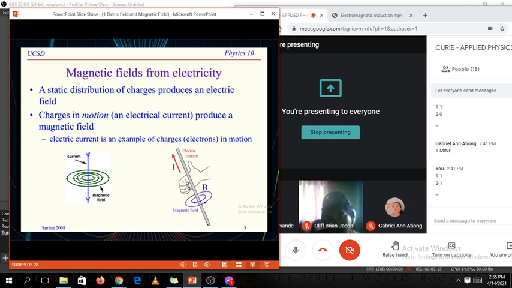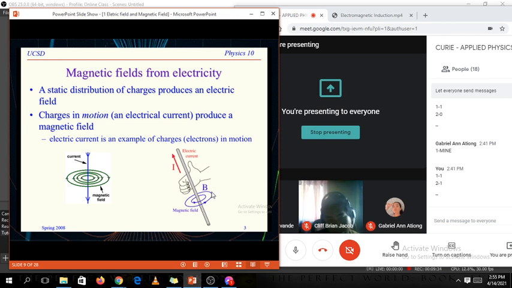Electric current that points to the direction. Your thumb points to the direction of your electric current, and the rest of your four fingers point to the direction of the circulation of your magnetic field. Okay, can you see it?